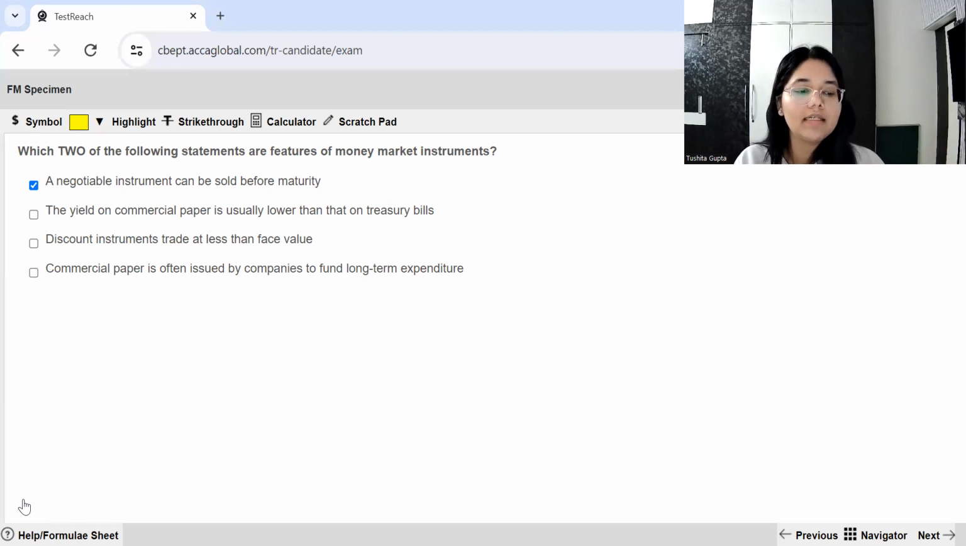Moving on to the third one, discount instruments trade at less than face value. This is absolutely true, because as the name suggests, they are traded at a discount, which is less than their face value. So if the instrument is for $100, it will be trading in the market at 97 or 98. So these are called discount instruments. Usually treasury bills are issued at a discount and then they are redeemed at their original face value. Now moving on to the fourth statement and understanding why that is wrong.